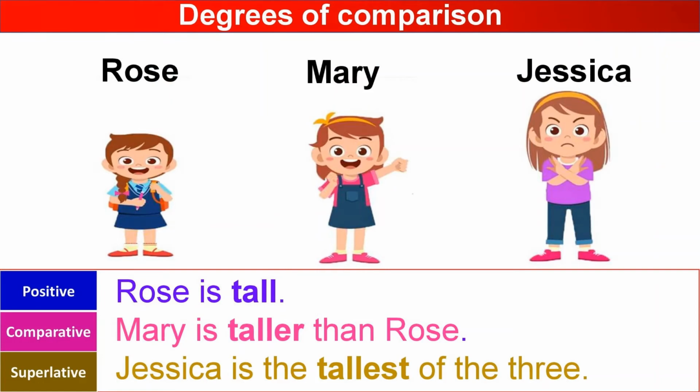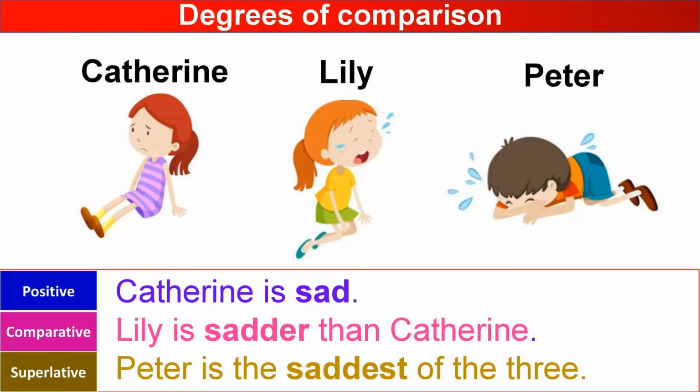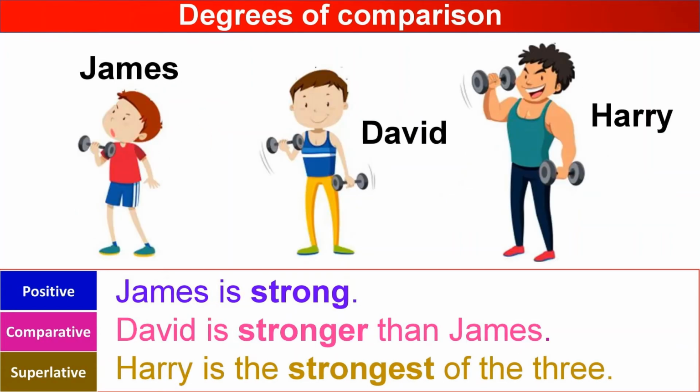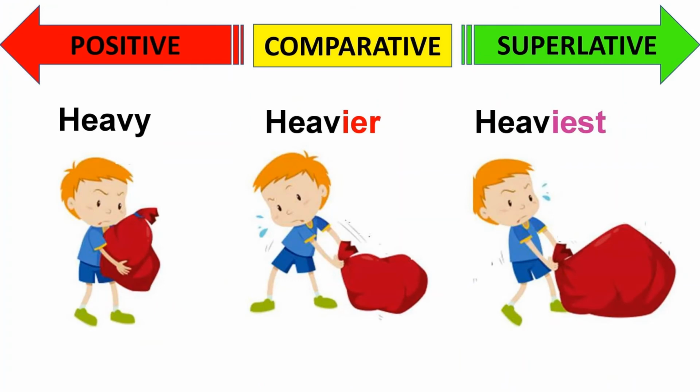Rose is tall. Mary is taller than Rose. Jessica is the tallest of the 3. Catherine is sad. Lily is sadder than Catherine. Peter is the saddest of the 3. James is strong. David is stronger than James. Harry is the strongest of the 3. You can start using these examples in your conversation.